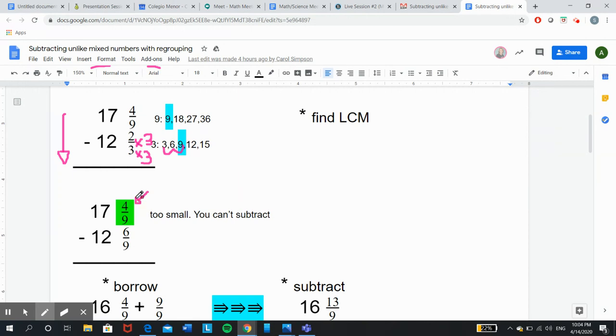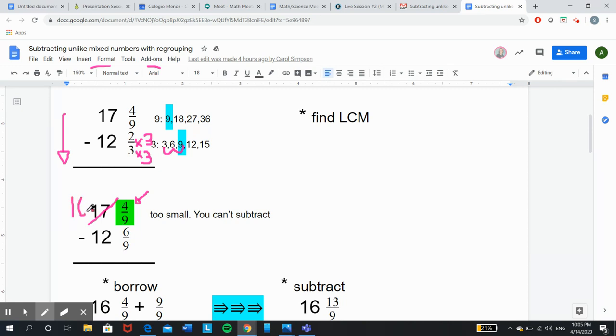So if I want to subtract, the first thing that I do is identify if it's possible for me to subtract or not. My top fraction here is 4 ninths, and the fraction below is 6 ninths. So that means it's too small for me to subtract. I cannot do that. Remember, guys, that sometimes the fraction on top is going to be larger than the fraction below. In that case, you can subtract right away. But this is not the case, so I will have to borrow from the wholes next to it in order to make this fraction a little bigger.